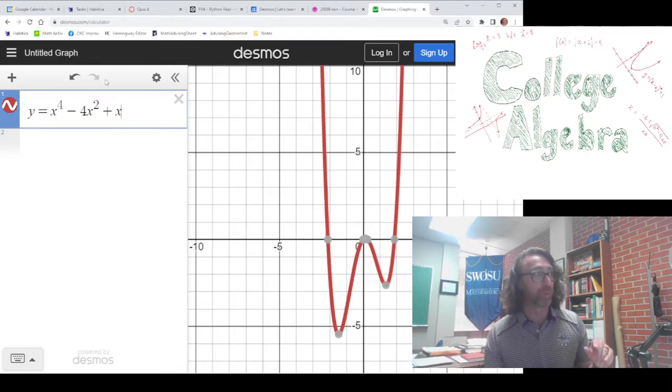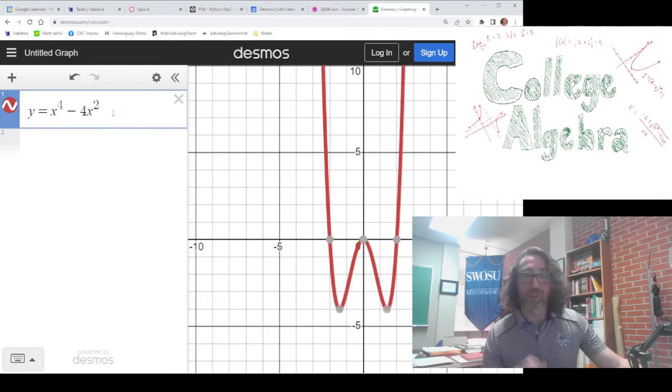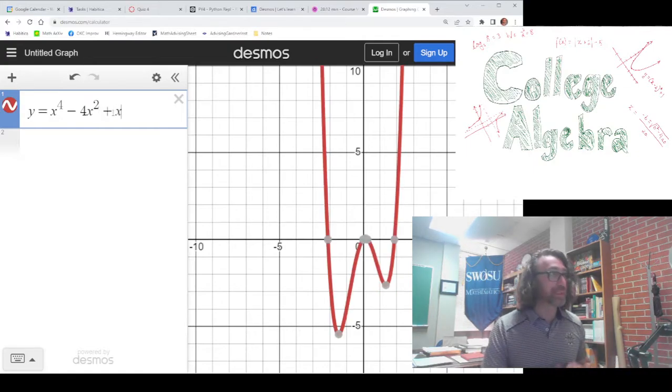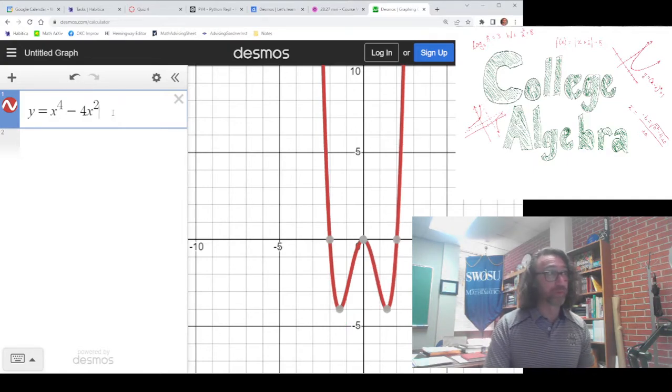So what's happening here is that this original function is what we call an even function. And if I throw in this x, it's no longer an even function. So even functions have y-axis symmetry. And the reason they are called even functions is that if your function involves powers of x and all those powers are even, then your graph has that y-axis symmetry.